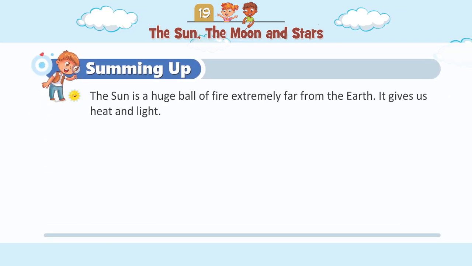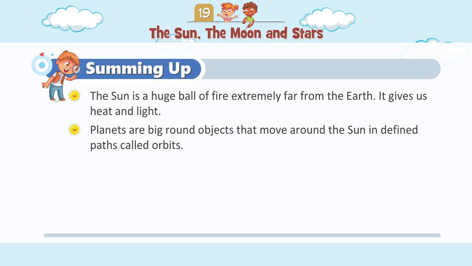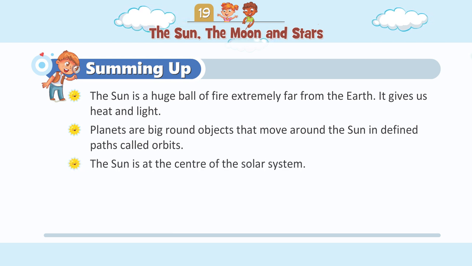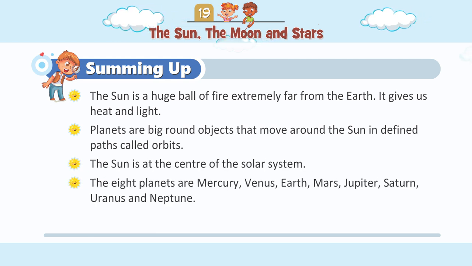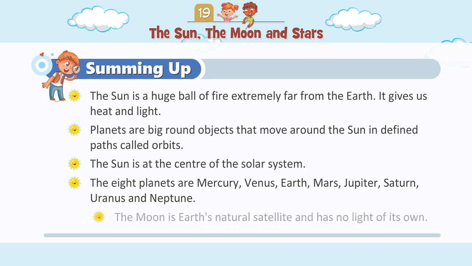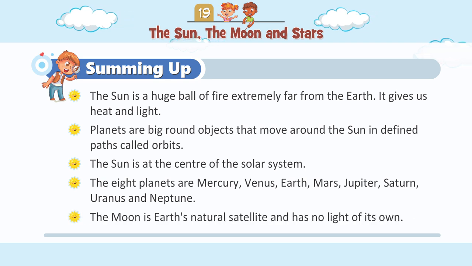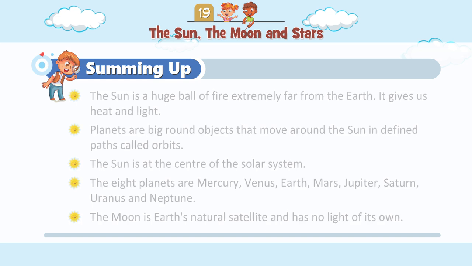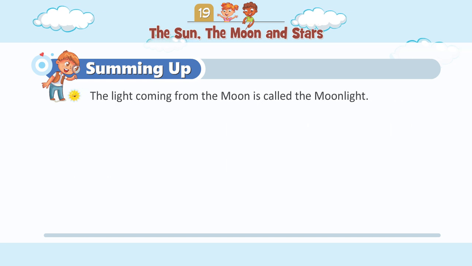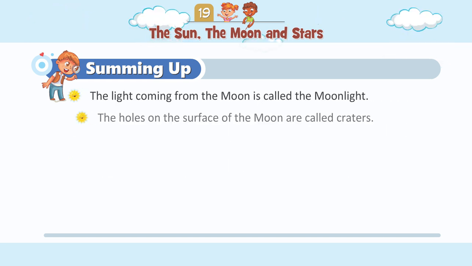Summing up. The sun is a huge ball of fire extremely far from the earth. It gives us heat and light. Planets are big round objects that move around the sun in defined paths called orbits. The sun is at the center of the solar system. The 8 planets are Mercury, Venus, Earth, Mars, Jupiter, Saturn, Uranus, and Neptune. The moon is Earth's natural satellite and has no light of its own. The light coming from the moon is called the moonlight.